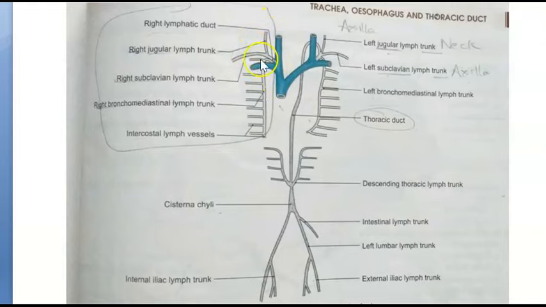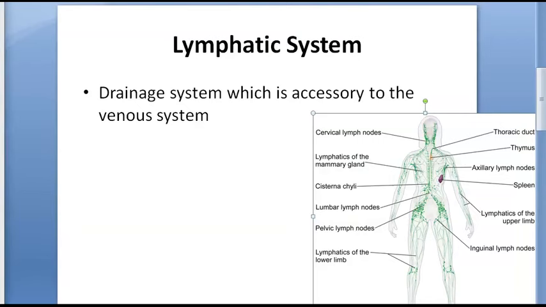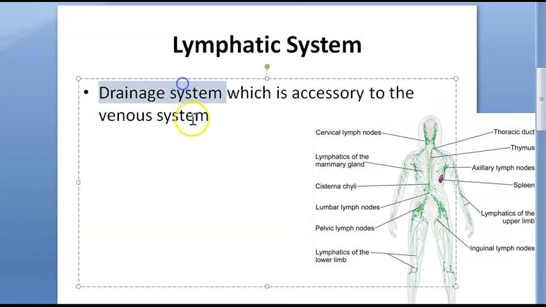Here you don't have any thoracic duct. The thoracic duct is only on the left side. So did you understand, guys, what exactly the lymphatic system is? It is a drainage system. It is accessory to the venous system. The venous system also helps with some drainage of the metabolites, carbon dioxide, etc. So basically this is a drainage system which is accessory to the venous system.